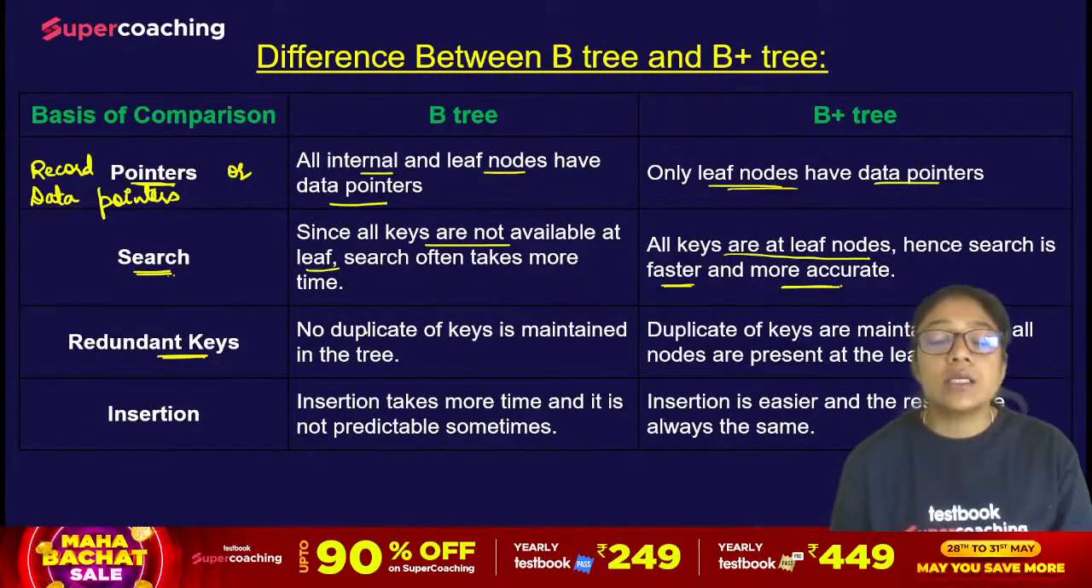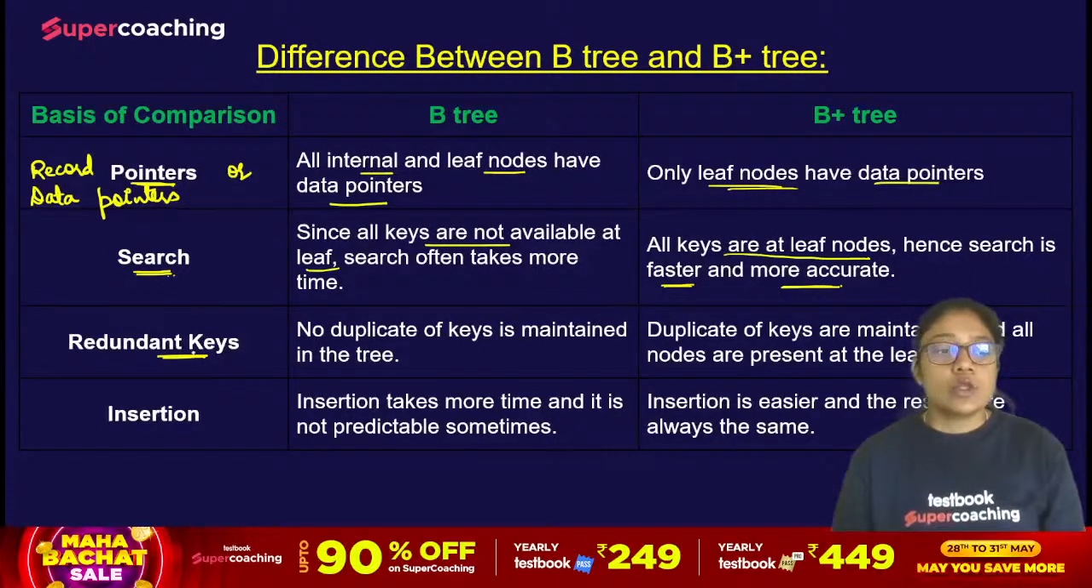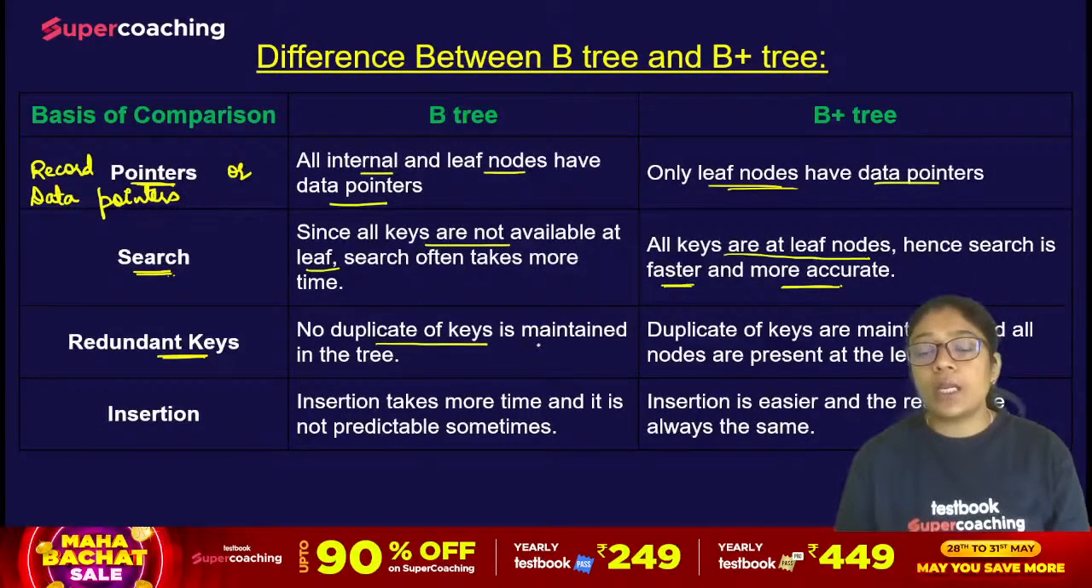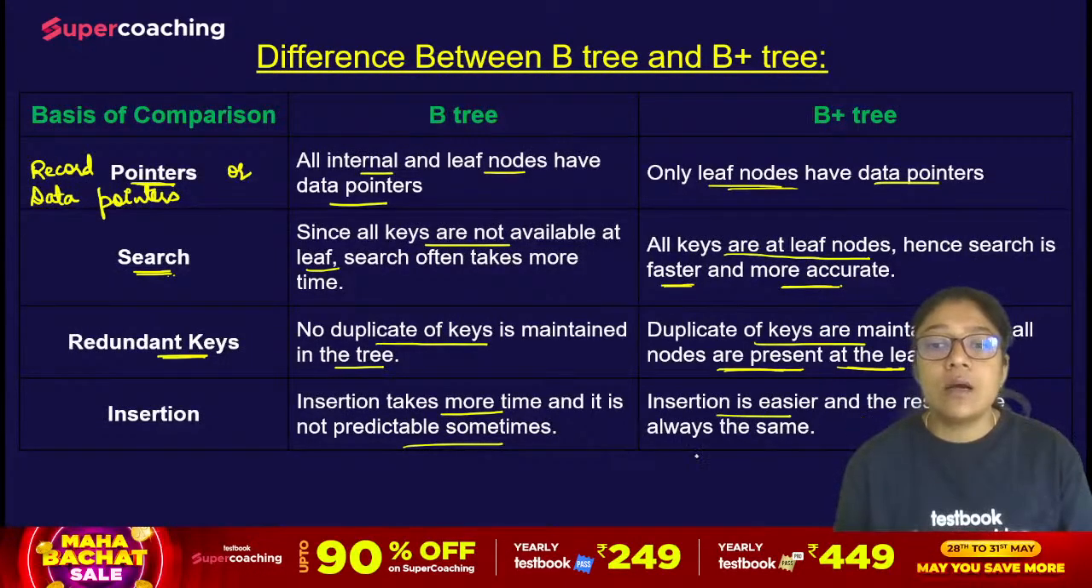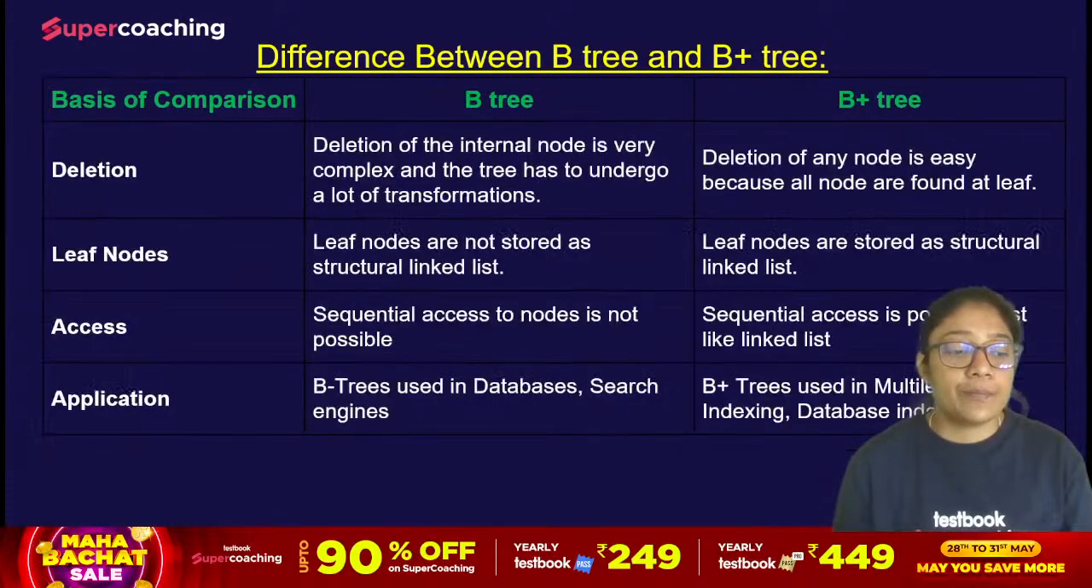Third difference, on the basis of the redundant keys, B tree में we are not maintaining the copy of the key. जब भी node split हो रही है तो हम leaf level पे copy maintain नहीं कर रहे हैं. So this indicates that there are no duplicates of keys maintained in the tree. Whereas in case of B plus tree, duplicate keys are maintained and all the nodes should be present at the leaf level. Insertion. Insertion in B tree will take more time as sometimes it's not predictable, whereas insertion in B plus tree is easier and the results are always the same.